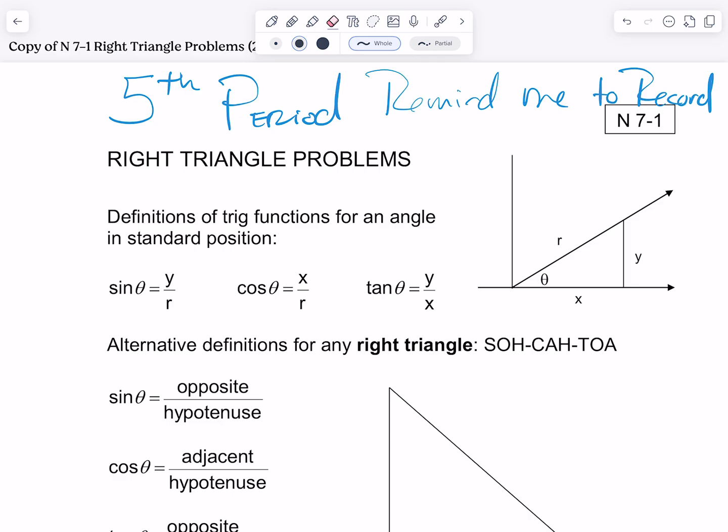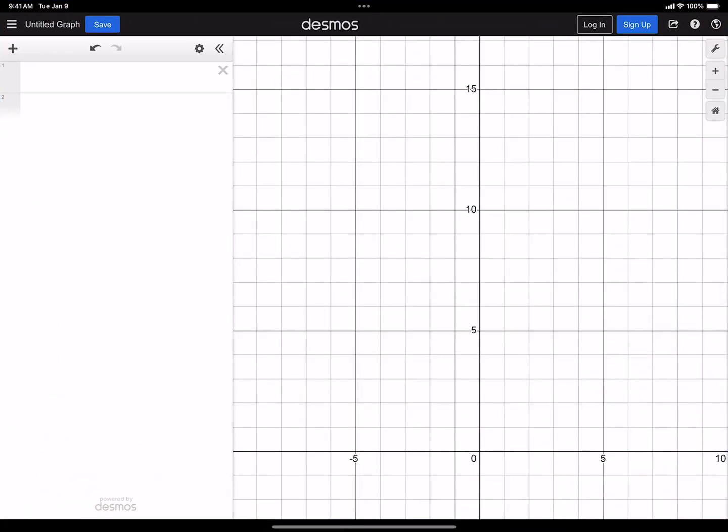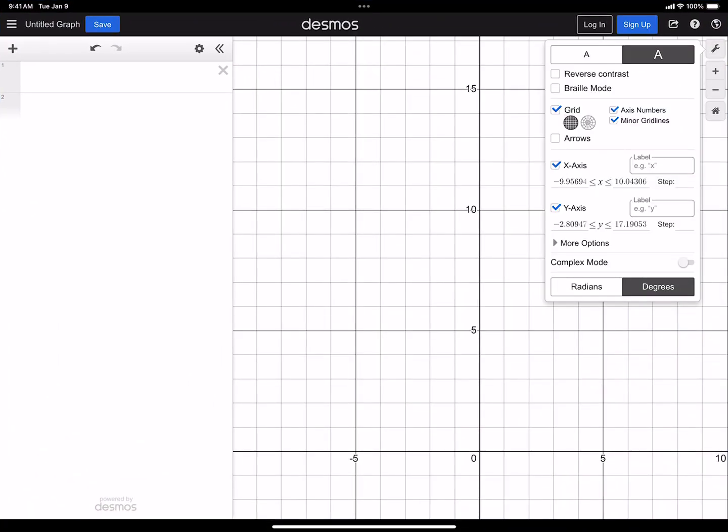Make sure that you're in degrees. So that's going to be the first thing I'm going to ask. If you're using your cell phone, I don't care if you use your cell phone, go to Desmos now. So go here, and then on the top right, make sure that it's in degrees. So do that first, okay?